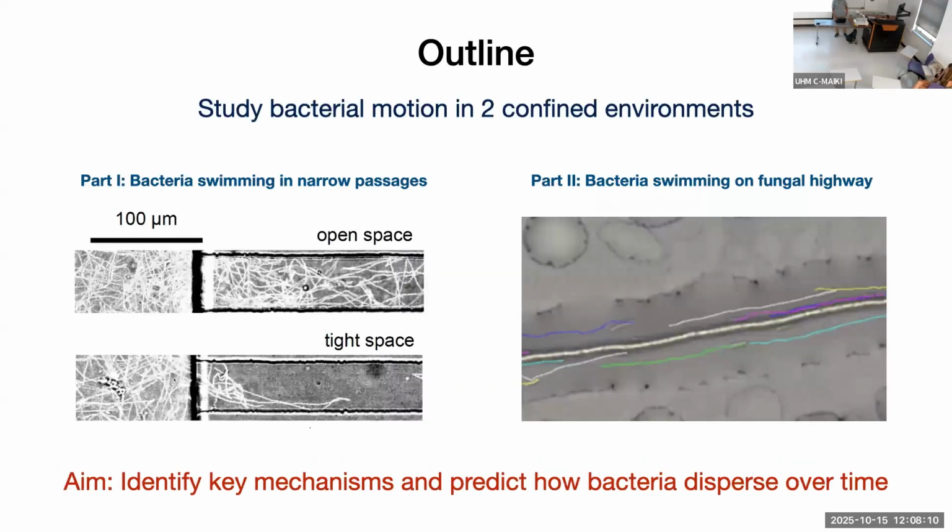So with this in the background, today I'd like to present two projects I've been involved with here in Hawaii that involve bacteria moving in confined environments. I'm dividing this talk into two parts. The first part is going to be about bacteria swimming in narrow passages. This was started thanks to C-MAIKI, actually. We started several years ago. And then more recently, we started looking at bacteria swimming on fungal highways.